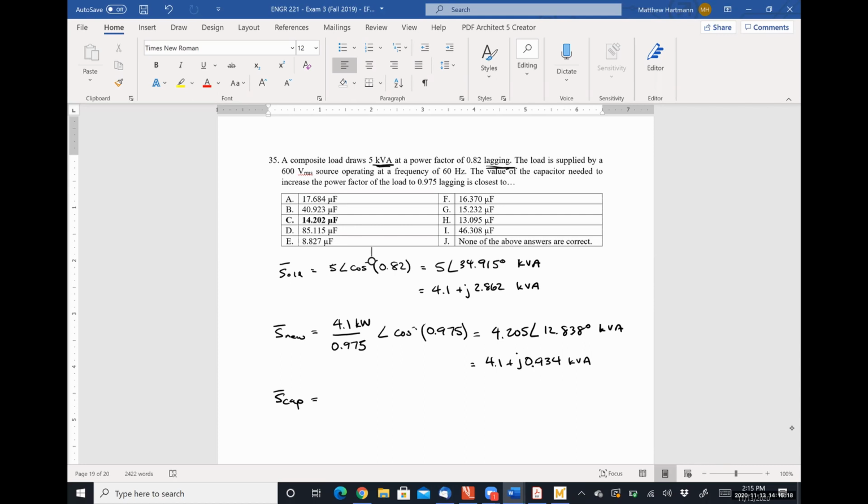I don't add them. That's what I'm trying to find. How do I do it? Oh, S new minus S old, whole. There we go. So I take the difference, S new minus S old. So that's Y minus X in my calculator, except I keep hitting the button too many times. Minus j1.927.